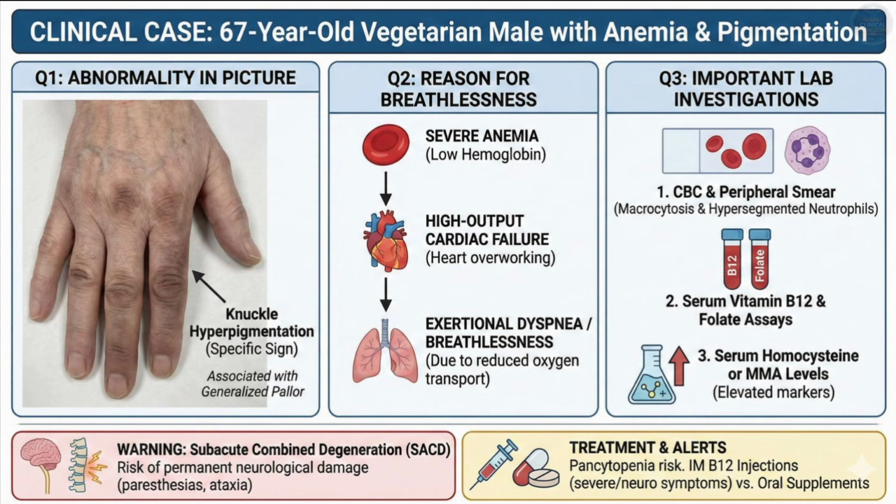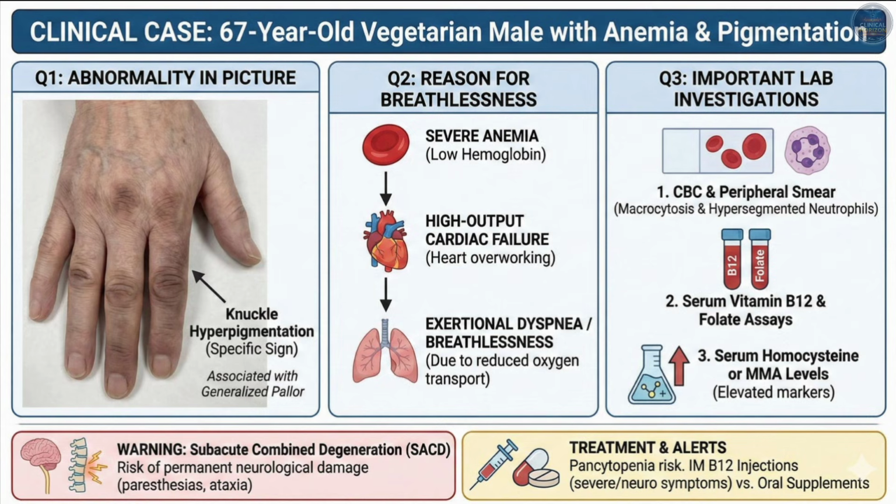deficiency. Now the first question asks, identify the abnormality in the picture. Be specific. Don't just say pallor. The unique sign is the pigmentation. The answer to write: knuckle hyperpigmentation. You can also add associated with generalized pallor, but the pigmentation is the specific sign the examiner is looking for.